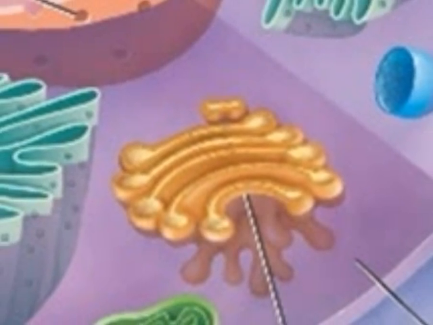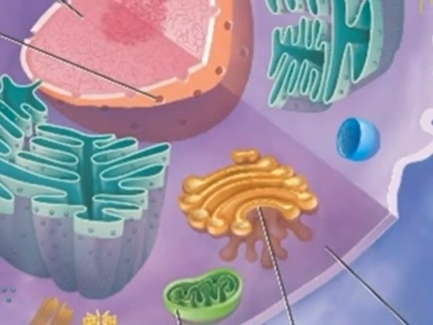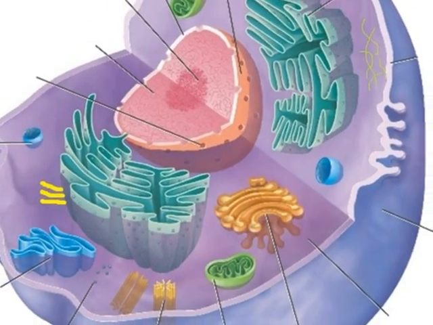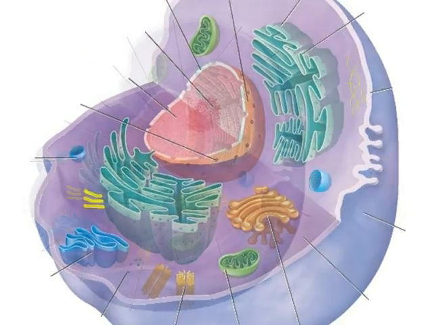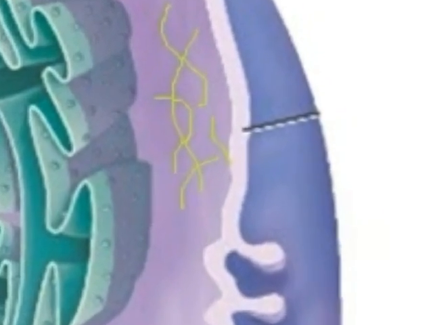Now on to the cytoplasm. The cytoplasm is the entire region between the nucleus and the cell membrane, or in other words, all of the light purple surrounding the organelles. On our way out of the cell, we pass the cell membrane.